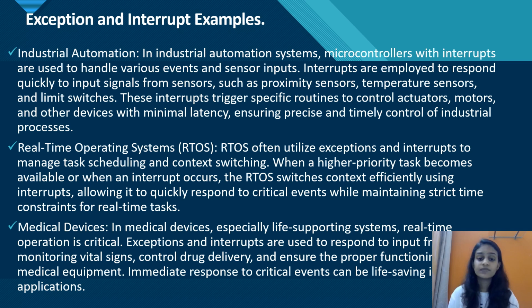So next comes the real-time operating system. Real-time operating systems often utilize exceptions and interrupts to manage task scheduling and context switching. When a higher priority task becomes available or when an interrupt occurs, the RTOS switches context effectively using interrupts, allowing it to quickly respond to critical events while maintaining the strict time constraints for real-time tasks. And next comes a very important aspect of human life, that is medical devices. In medical devices, especially life-supporting systems, real-time operating systems play a very crucial role, and exceptions and interrupts are used to respond to input from sensors monitoring vital signs, heartbeat, flow of blood inside our body, be it breathing rate, etc. They ensure the proper function of the medical equipment and immediate response to critical conditions. It can be very useful and life-saving in medical applications.